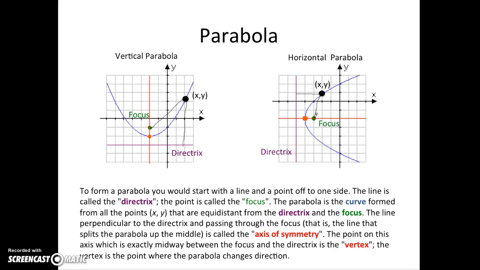The line perpendicular to the directrix that passes through the focus, that's going to split the parabola in half, is called the axis of symmetry. And the point on the axis, which is exactly midway between the focus and the directrix, is called the vertex. The vertex is the point where the parabola changes direction.